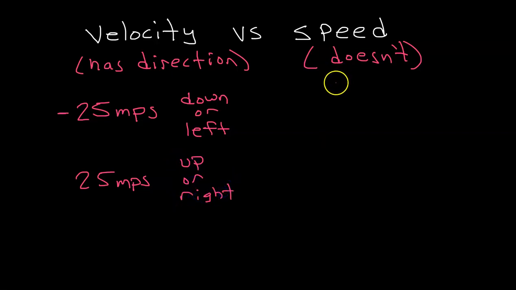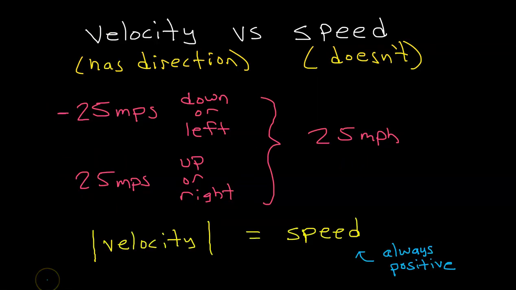Speed has no direction. So in both of these cases, you would just say 25 miles per hour. All right, the speed is just flat 25 miles per hour. It doesn't include any plus or minus for direction. And for that reason, we can say that the absolute value of velocity equals the speed. The speed is always positive.